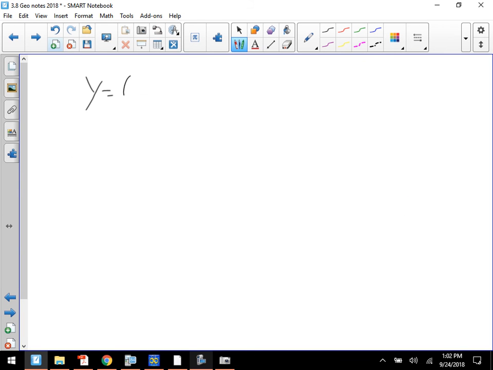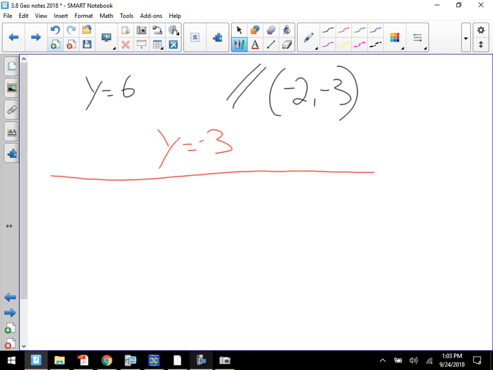If you have y equals 6, and I want a line parallel through the ordered pair -2, -3, what kind of line is y equals 6? It's a horizontal line, so what's parallel to a horizontal line? Another y equals a number. What does y equal? Those are the ones you should never get wrong, but I guarantee half of you will, because you're not used to having to just think. It's not a procedure. You've got to understand what it is.